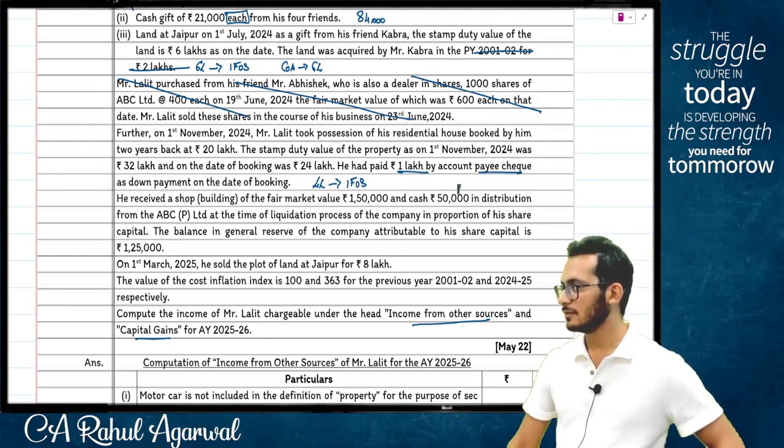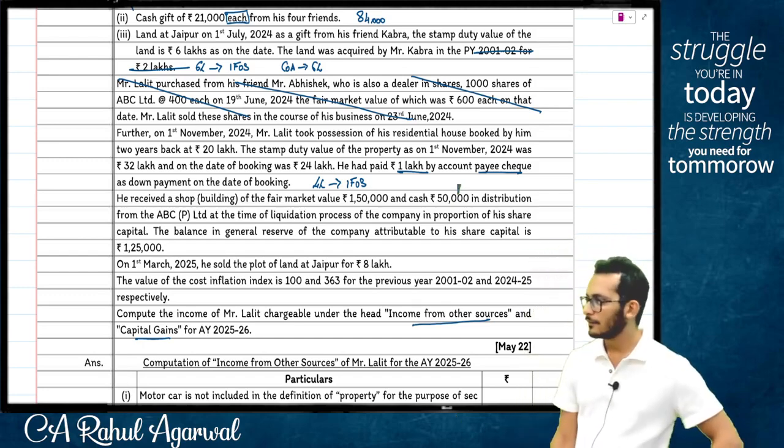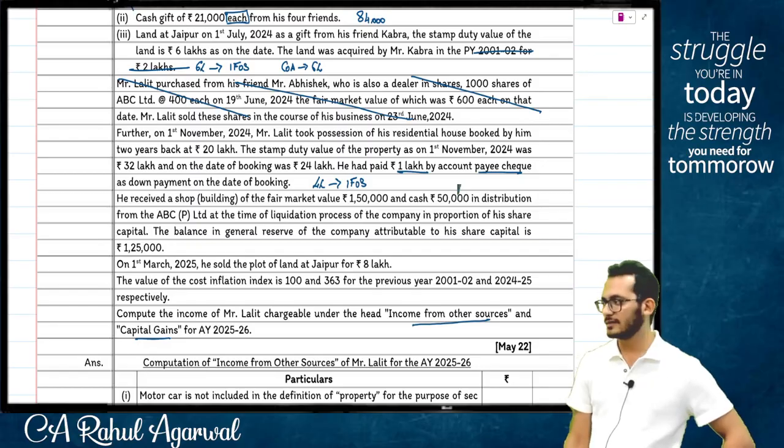Yes. 600 minus 400. 600 is what I should have received for, 400 is what I received for. 200 will become taxable under PGBP gifts. That time you will take it as 600 because you've already paid tax on 200, no?